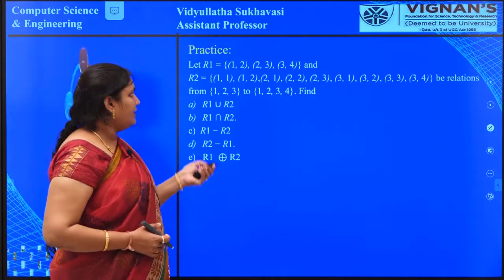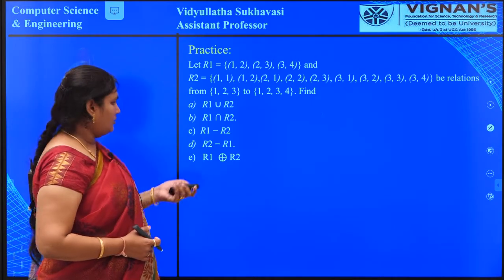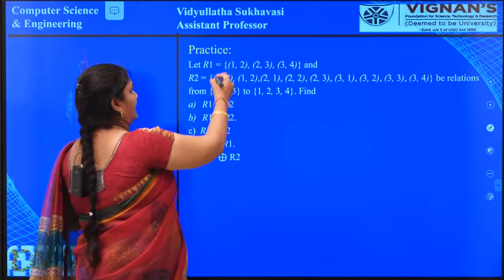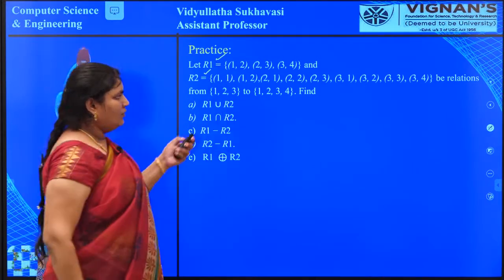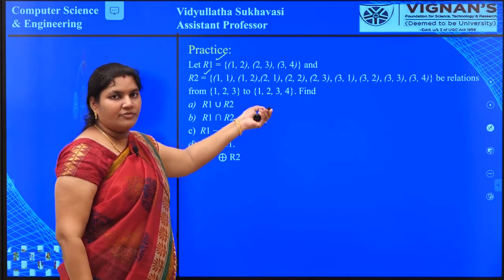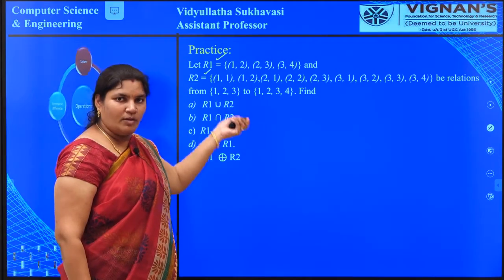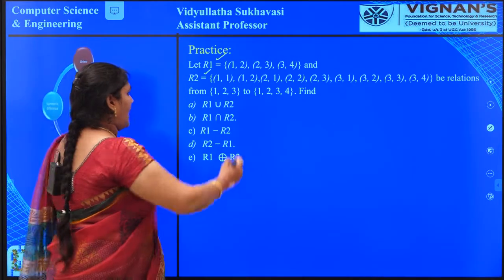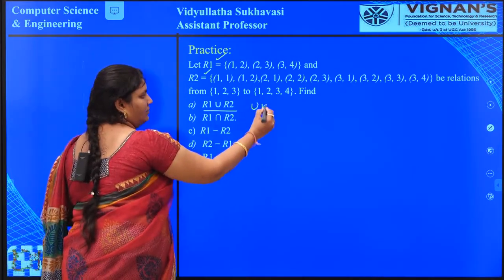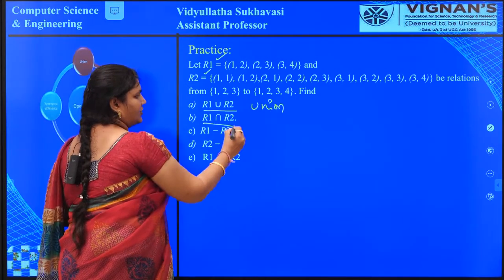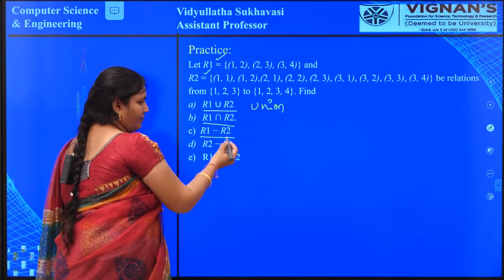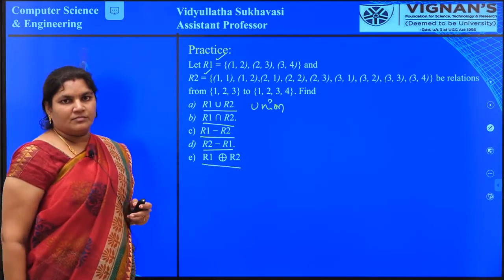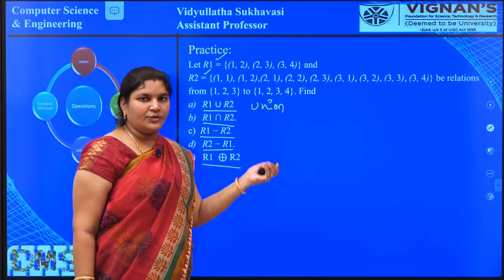So now take the assignment, a practice example on these operations. Same procedure, we have two relations R1, R2, and these are the sets we have considered for writing the relations. In the problem itself they have given R1 and R2. We need to find R1 union R2, union operation, intersection, difference R1 minus R2, R2 minus R1, and then the symmetric difference. So with the help of the previous example you can do this problem.